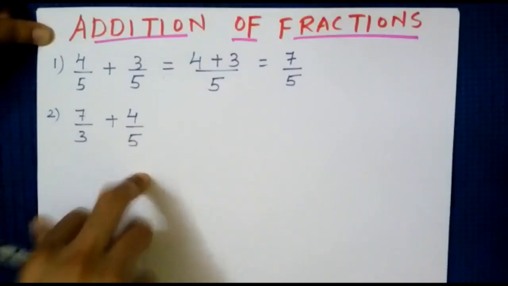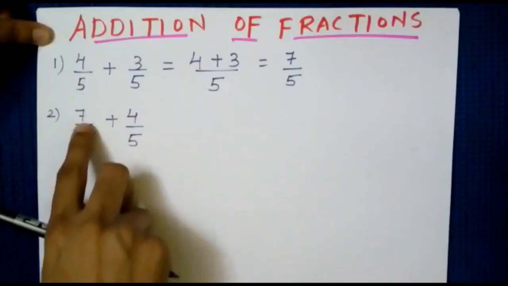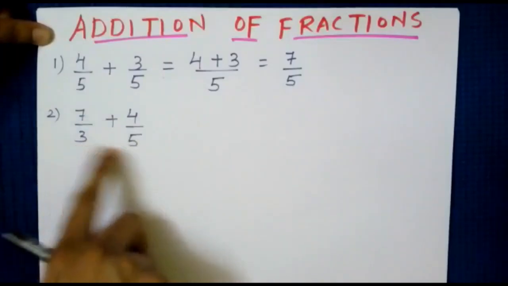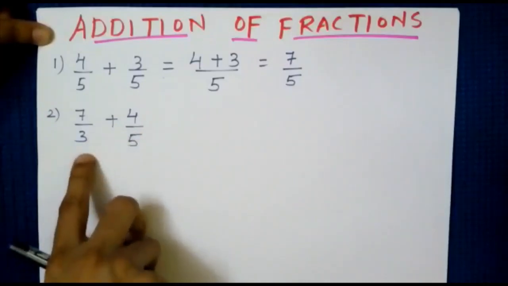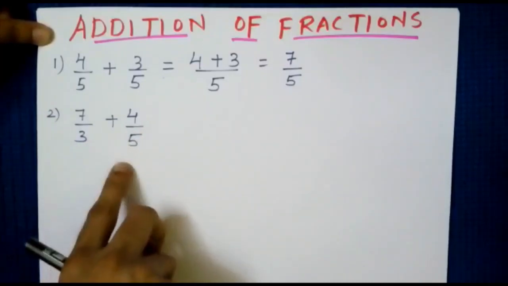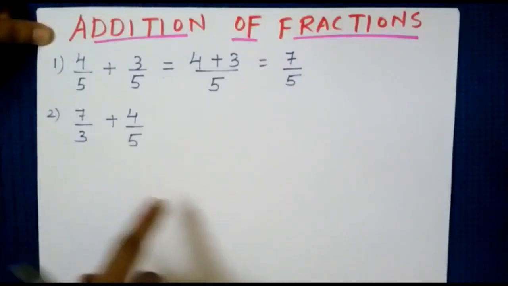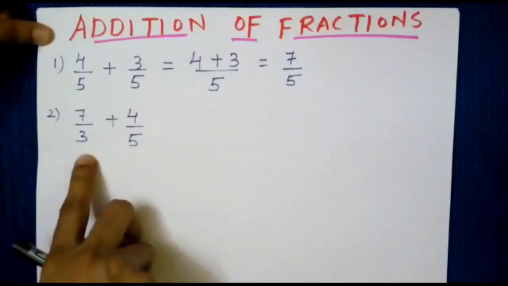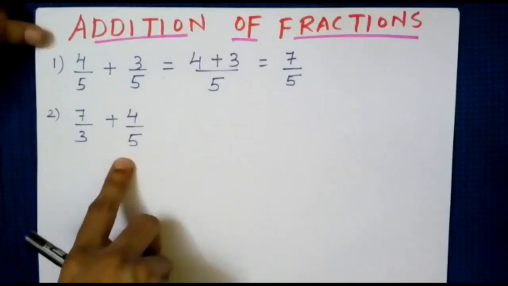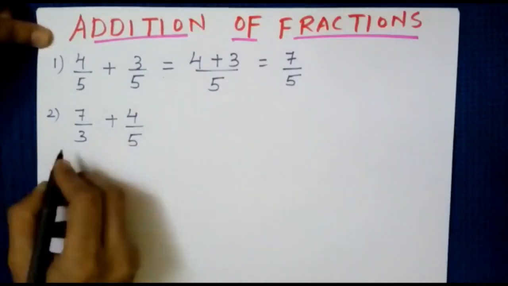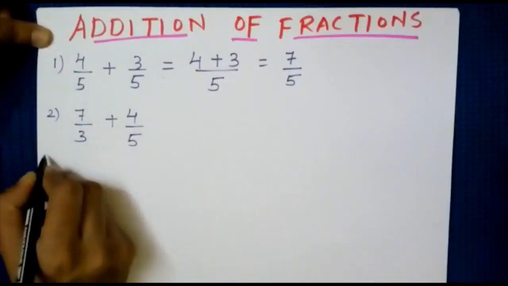Sometimes some students make a mistake. They add directly 7 plus 4, 11, and 3 plus 5, 8. But that is wrong. You need to first take out the LCM, make the denominators same, and then only you can add. If the denominators are different, you need to take out the LCM and then you can add up.